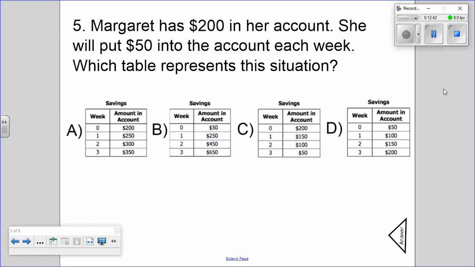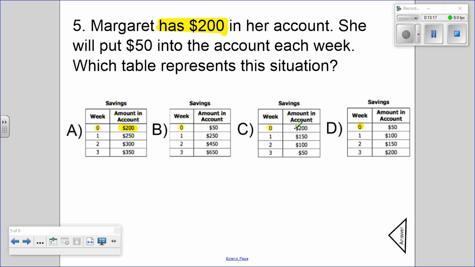Number 5 says, Margaret has $200 in her account. She will put $50 into the account each week. Which table represents this situation? So the first thing I want you to notice is that they tell you that Margaret has $200 in her account to begin with. So that means the first row in the table, before any weeks have happened, so at week 0, Margaret should have $200 in her account already.